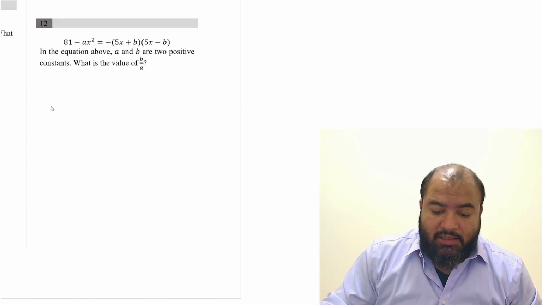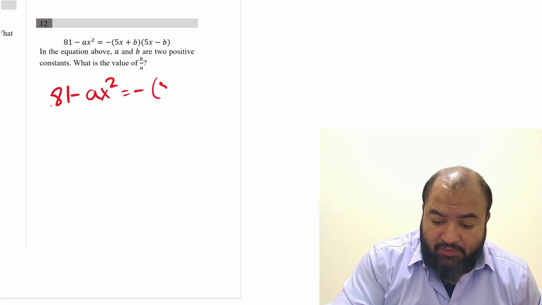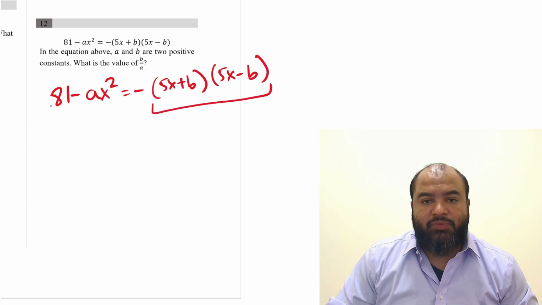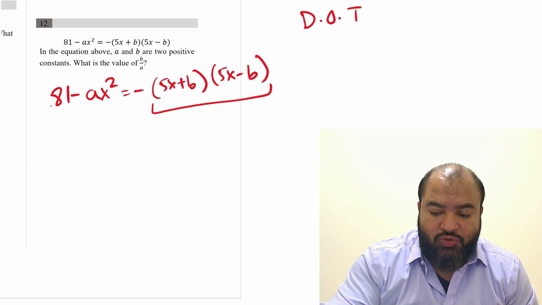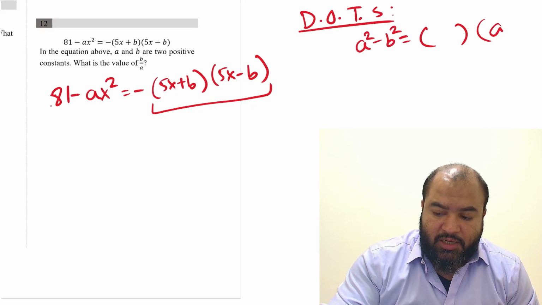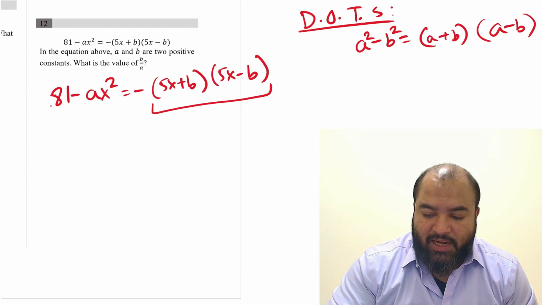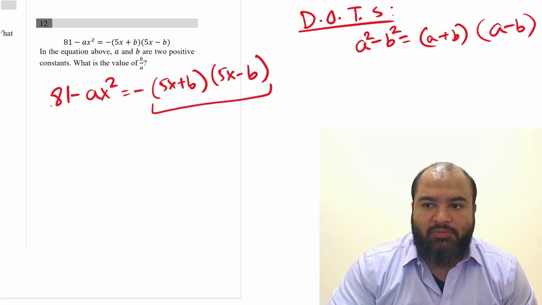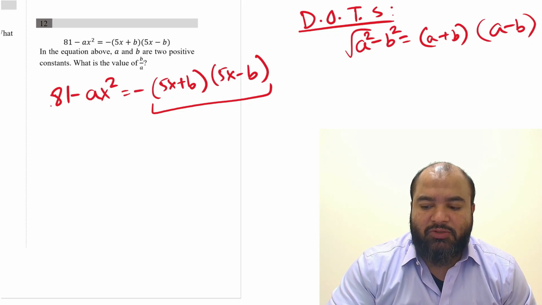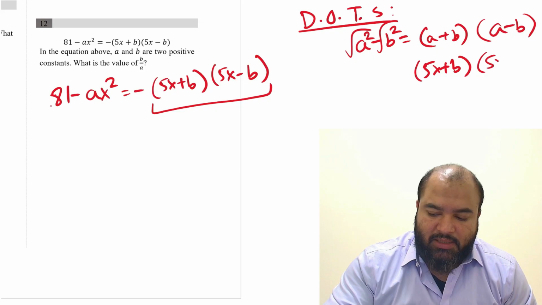Question 12. It says 81 minus ax squared equal to negative 5x plus b times 5x minus b. Well, what does this remind you of? Difference of two squares. For example, a squared minus b squared is a plus b times a minus b. The reason is the difference, so you have a minus in the middle, and two squares. Squares means you can square root them. I can square root a squared, that's a. I can square root b squared, that's b. So same thing. So I have here 5x plus b times 5x minus b.